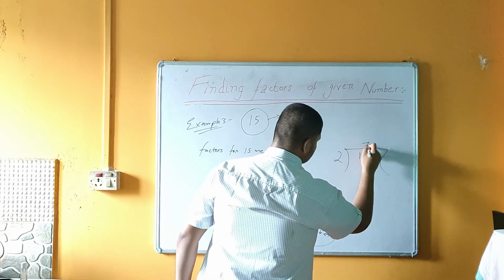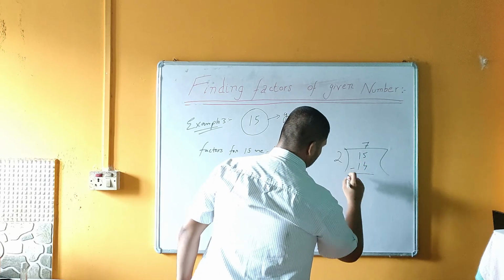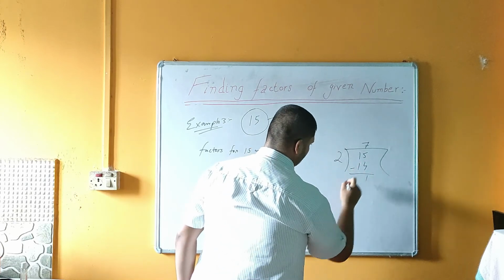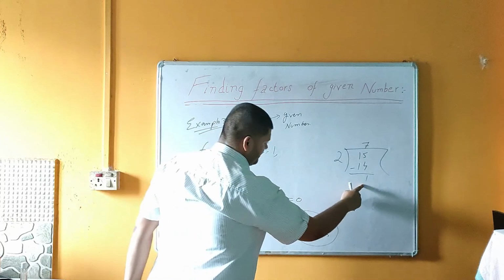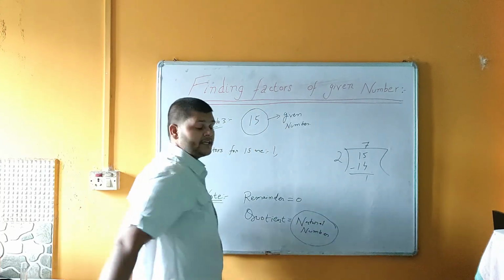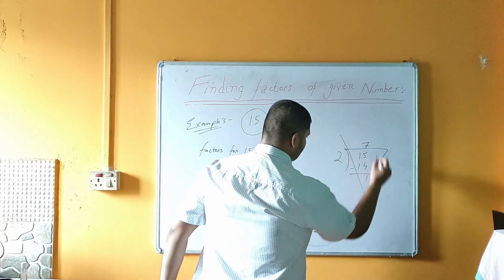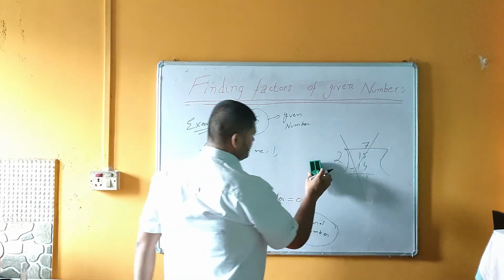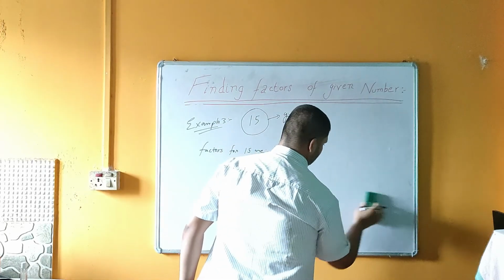2 times 7 is 14. So in 15, the remainder is 1. The remainder should be 0, but here we are getting 1. That's why it is not a factor of 15. Okay? Simply we will discard it. We go for 3 now.